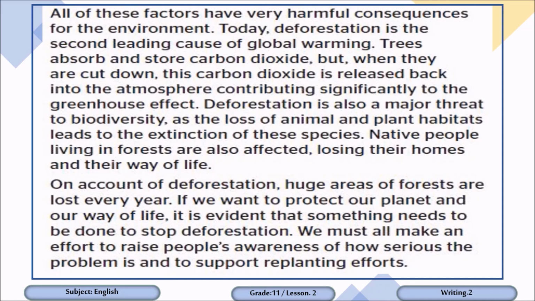Please go through the model well. Try to understand how each paragraph develops and how it leads to the other one till you reach the conclusion. After that, try to write your own essay about deforestation.